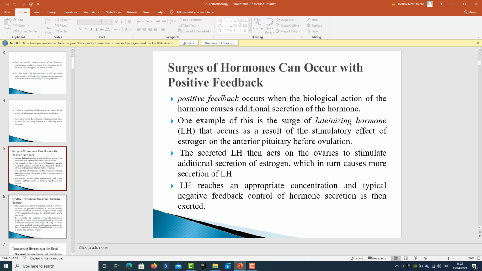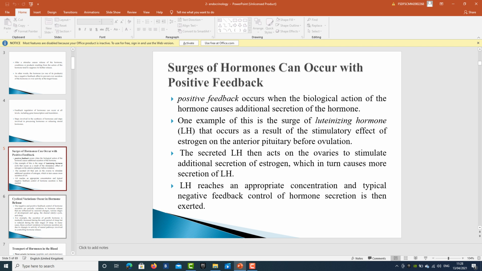Now, the surges of hormones can occur with positive feedback mechanism as well. The positive feedback mechanism occurs when the biological action of the hormone causes additional secretion of the hormone. One of the beautiful examples is the surge of luteinizing hormone, which occurs as a result of the stimulatory effect of estrogen on the anterior pituitary before ovulation.